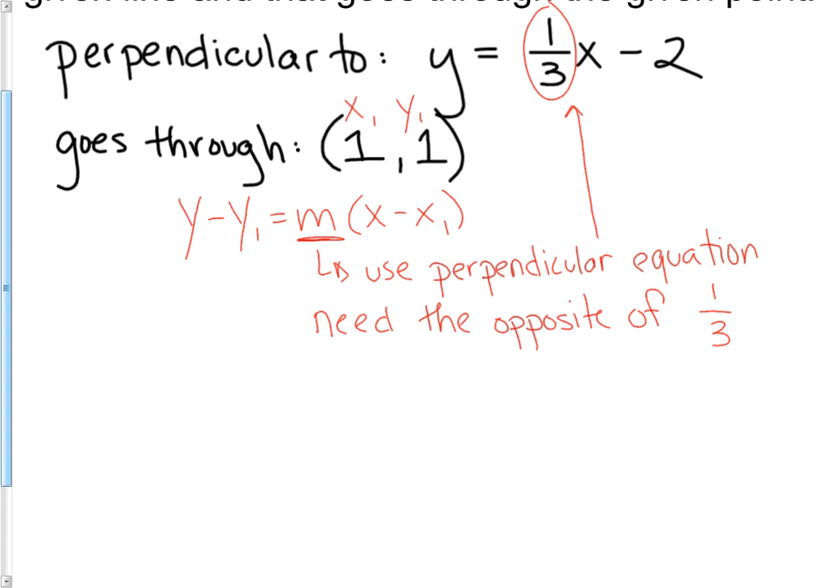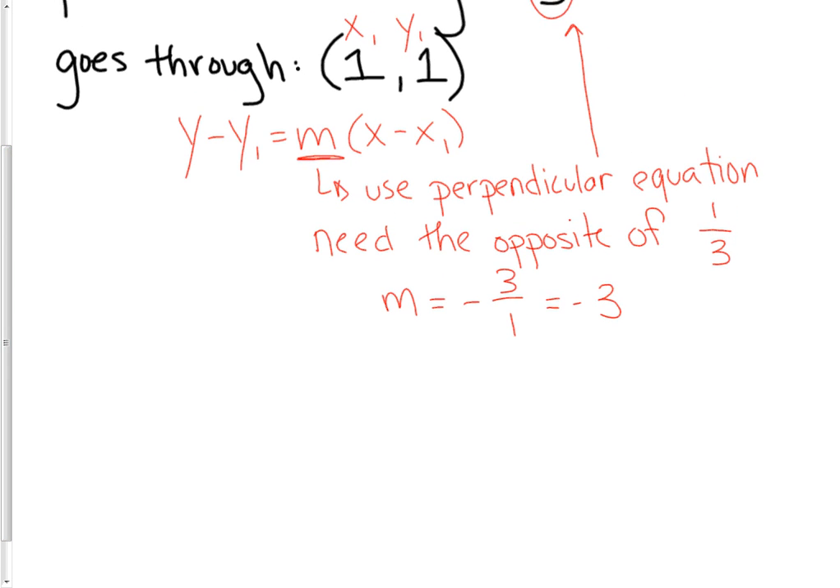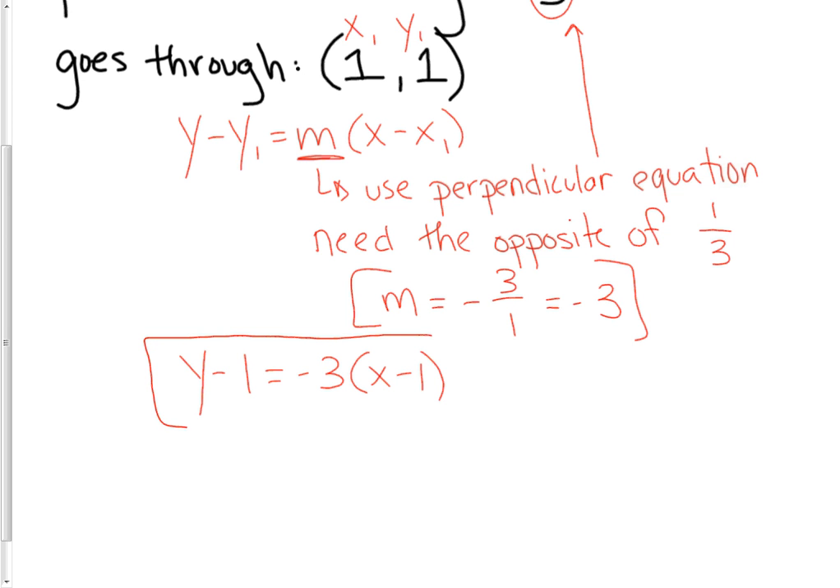So what's the opposite of 1/3? Well, first things first, we know it has to be negative. So it has to be the opposite sign. Then we're going to flip it upside down. So it's going to be 3/1, or we could just write it as -3. So using that as our slope, using our x1, y1, we're going to have y minus 1 equals -3 times x minus 1. No double negatives I need to fix. So there's my final answer.